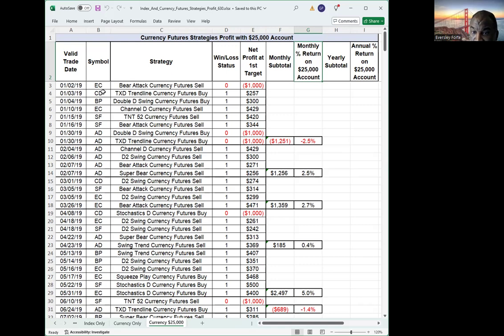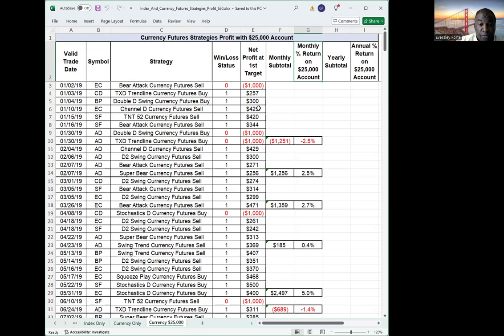So January 2019, start off the year with a loss and a couple of wins. These are the first targets only. We can't back test beyond the first target because there's intraday things, but we can tell you if it'll hit the first target or not. So everything is based on getting to the first target and getting out.